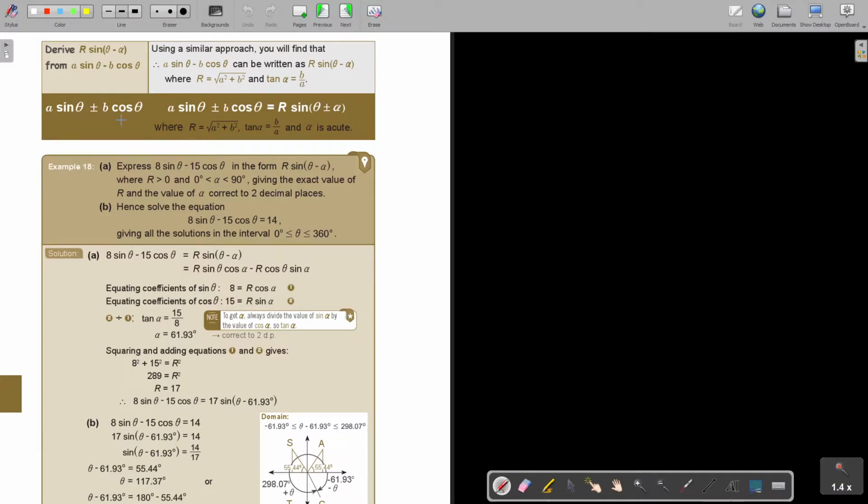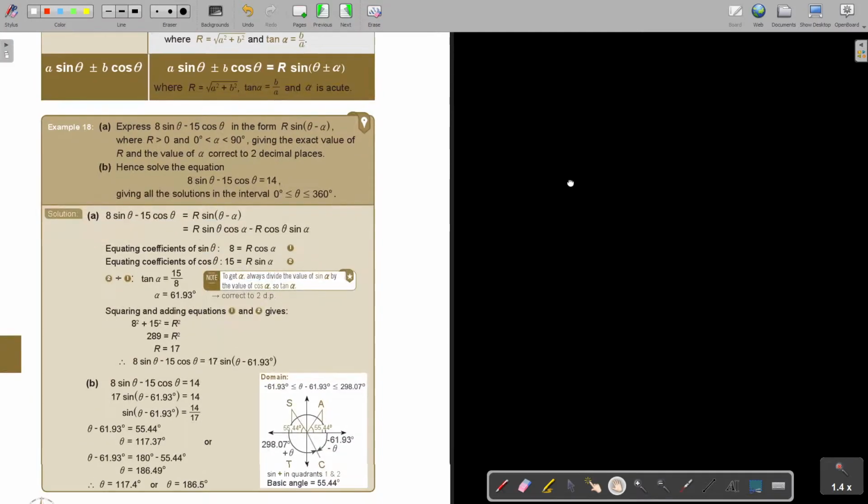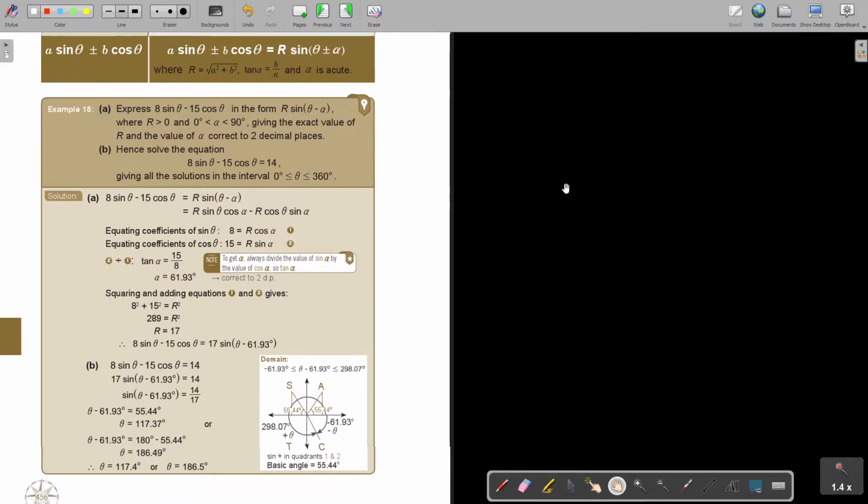Do you see? So basically, I think the white line just did not go through there. Okay. So basically, if I follow the positive, this is positive. If I follow the negative, then this is negative. And this is what r is, and this is what tan alpha is, b over a. Okay, let's look at an example and see how we're going to use this.